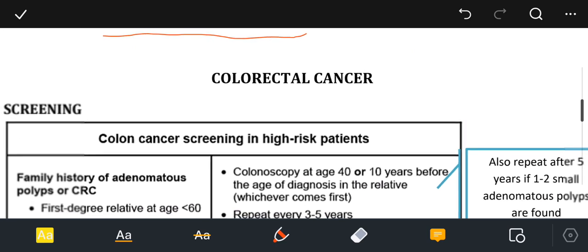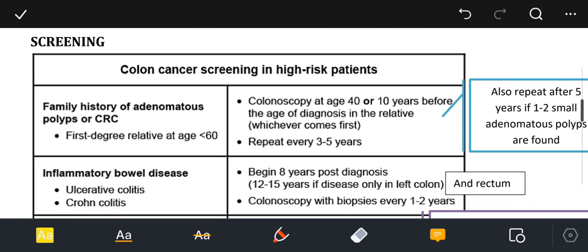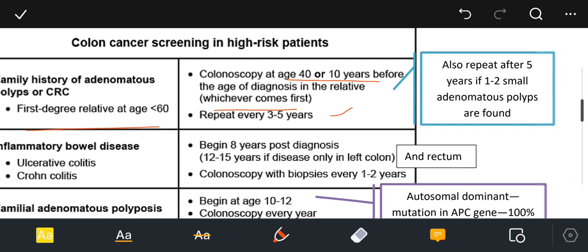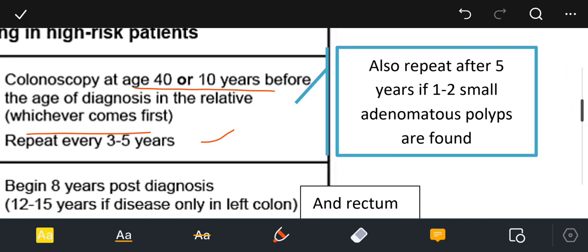The next point is about colorectal cancer. How do we screen for colorectal cancer? For colon cancer screening in high risk patients, with a family history of adenomatous polyps or colorectal cancer, like in first degree relatives at age less than 60, we perform colonoscopy at age 40 or 10 years before the age of diagnosis in the relative, whichever comes first. Repeat every 3 to 5 years. Also repeat after 5 years if 1 to 2 small adenomatous polyps are found. So if on colonoscopy we find 1 to 2 small polyps, then we have to repeat the colonoscopy every 5 years.